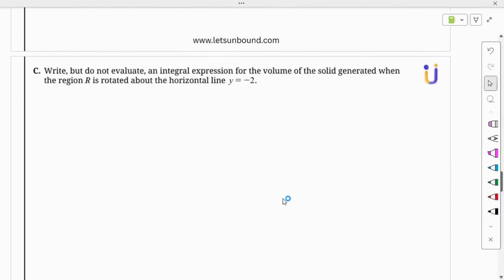Write, but do not evaluate, an integral expression for the volume of the solid generated when the region R is rotated about the horizontal line y equals -2. Previously we did volume where the cross section is perpendicular to the x-axis and the base is the base region itself. Here, again we are rotating this and forming a solid. And when you're rotating, you need to know about which line we are rotating, right? That line is not the x-axis, not the y-axis. It's the horizontal line y equals -2, right?